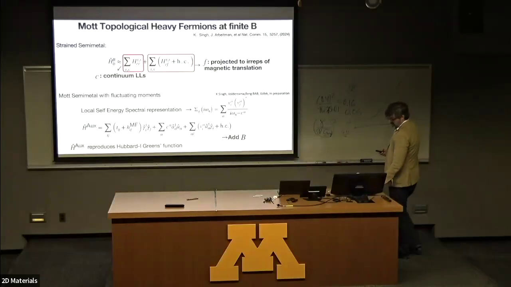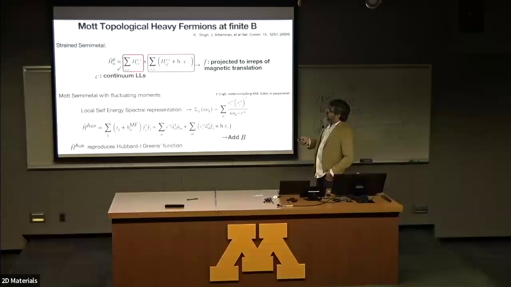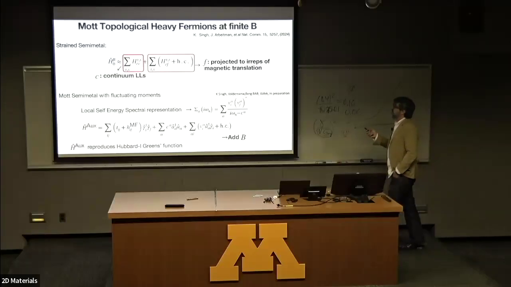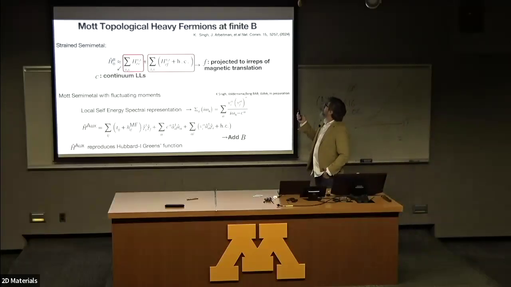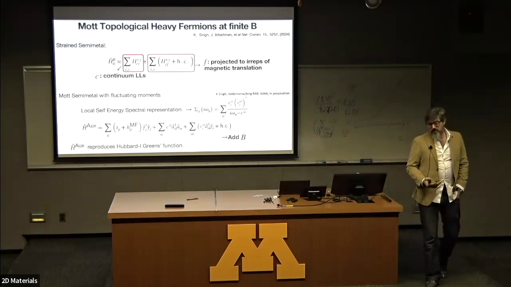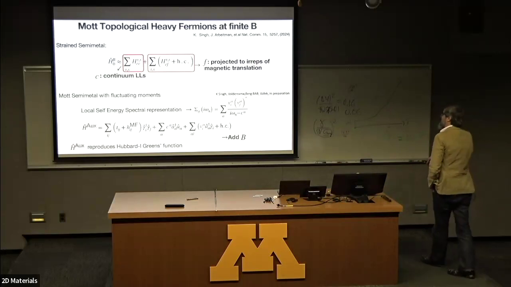When you do this, you are going to get continuum Landau levels from the C electrons, plus hybridization, plus some F electrons that are projected into the magnetic translation group. This is a paper by Keshav, Jonah, and Oscar, and other people, in 2023, I think, no, 2024. Okay, so for this strain semimetal, we know how to do Landau levels. The Mott semimetal is a little bit stranger because it's a Mott state and we're going to do Landau levels in a Mott state. But I think we figured out for the first time how to do this.